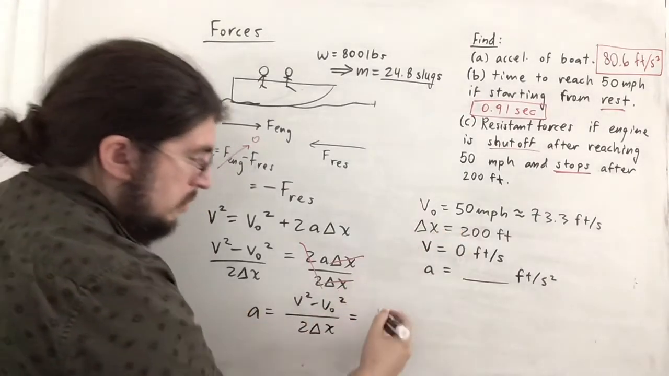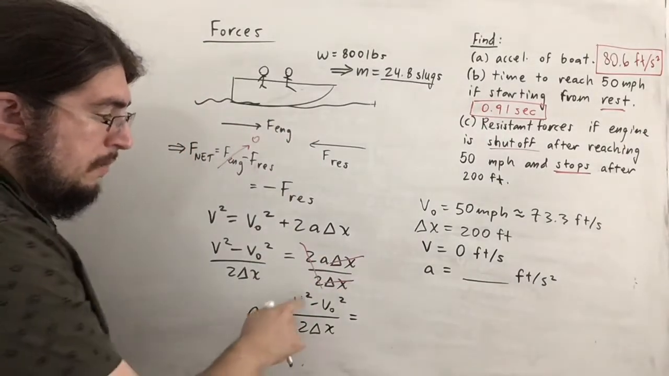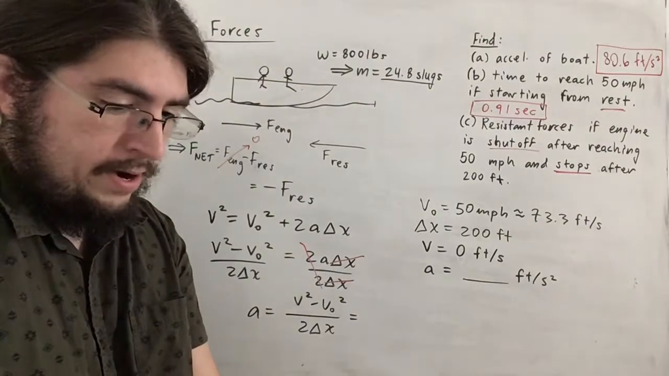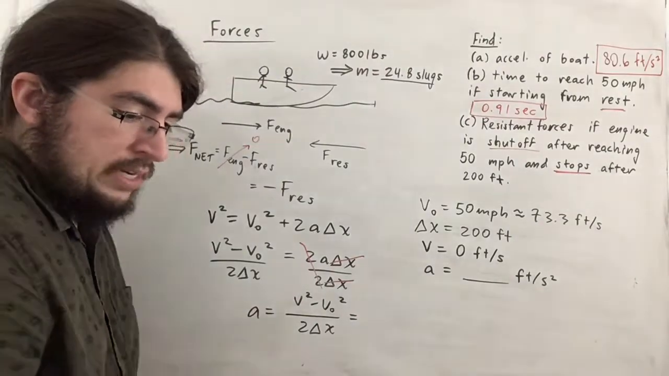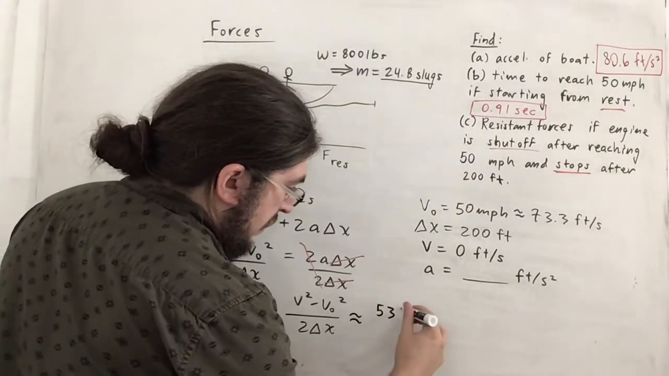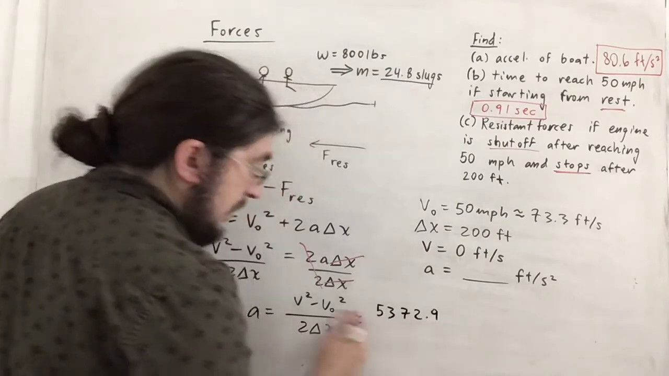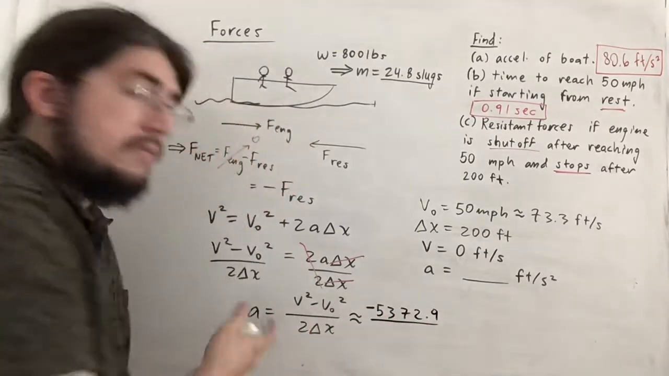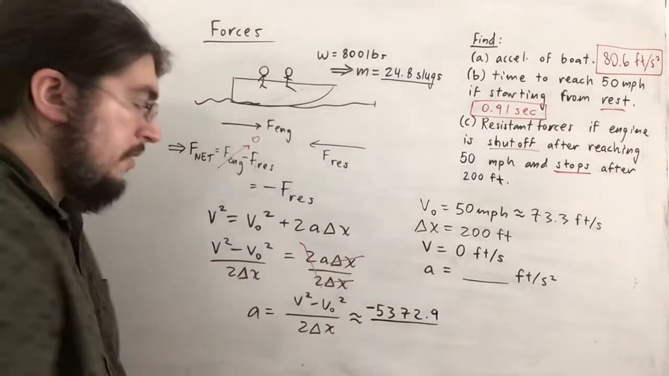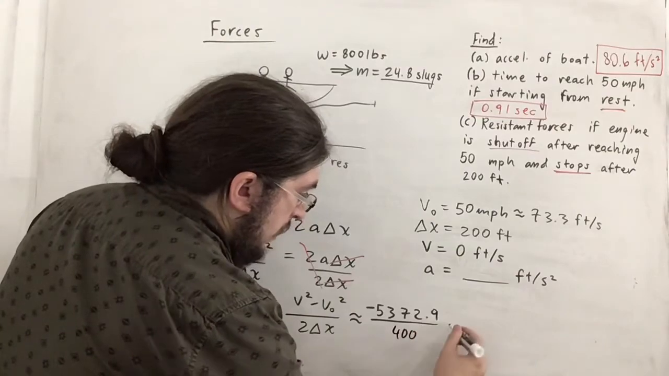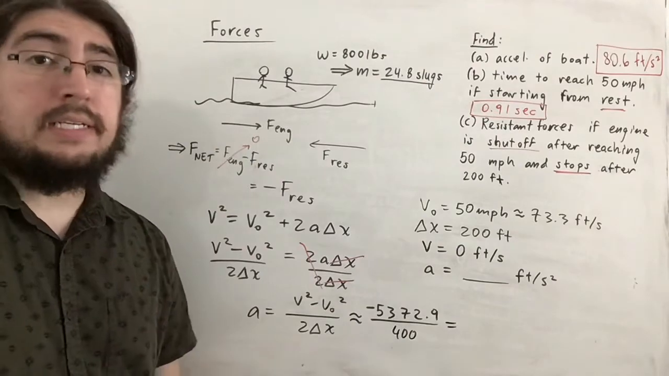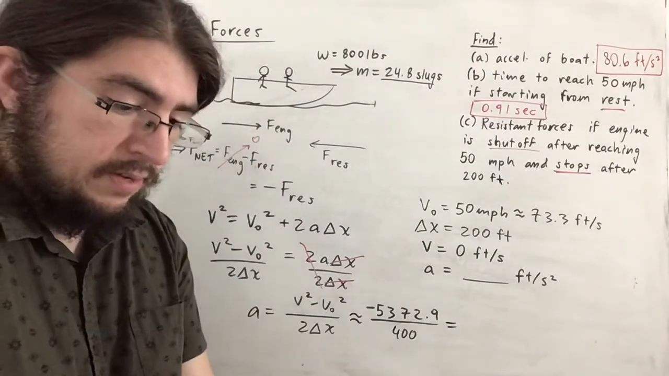Now v squared is 0 squared, so that's just 0, so don't even write it. Minus v naught squared, 73.3 squared is 5372.9. It's negative because of the minus in front of v naught squared, over 2 times delta x. Delta x is 200, times 2 will be 400. So notice we indeed get a negative value. That's good. And the units are going to line up, and it is indeed going to be in feet per second squared. So let's divide our number by 400.